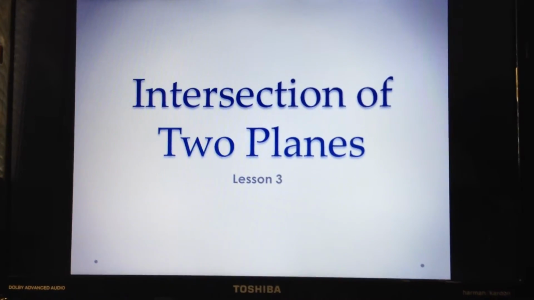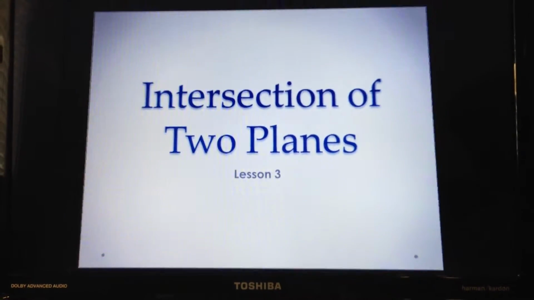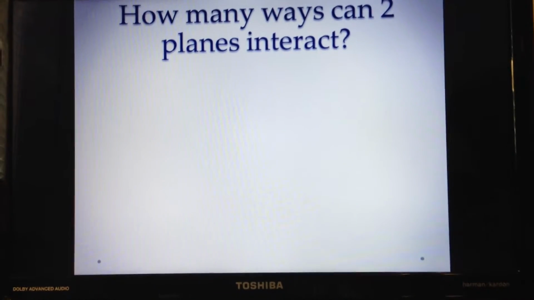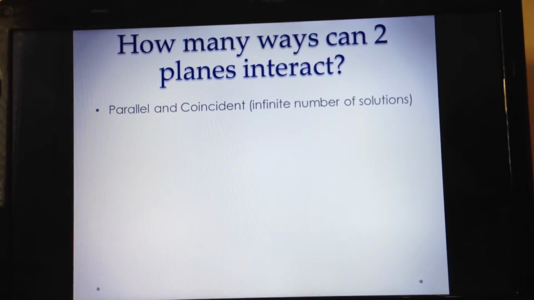Alright, intersections of two planes. Lesson 3. How many ways can two planes interact? Well, there are three ways two planes can interact.